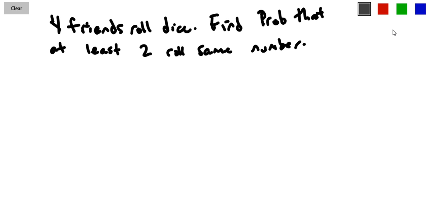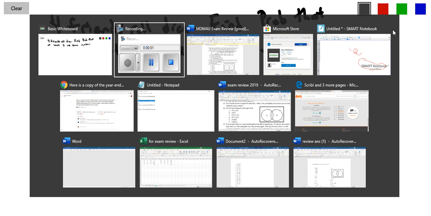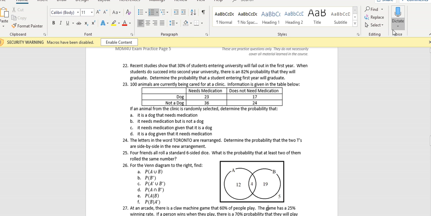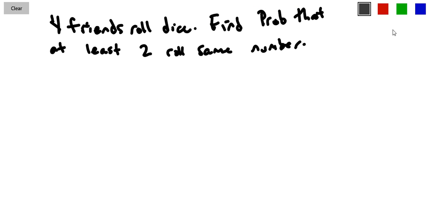This video is a quick video for data management students who are preparing for the exam. It's question number 25, which may be listed as 26 if you don't have the updated number set. It says that you have 4 friends who are all going to roll a dice, and that's a standard 6-sided dice. And we want to find the probability that at least 2 of them roll the same number.